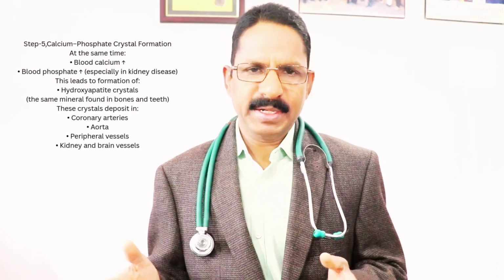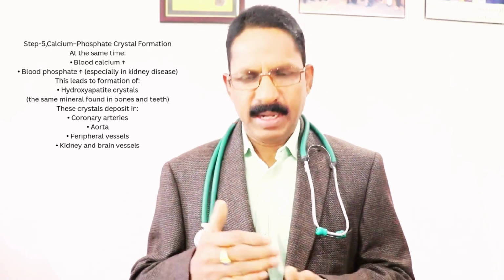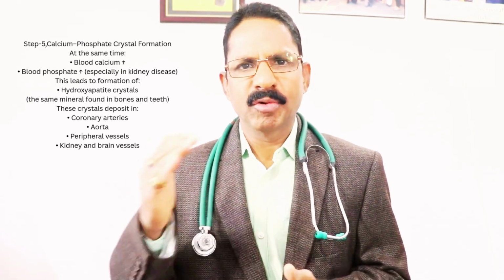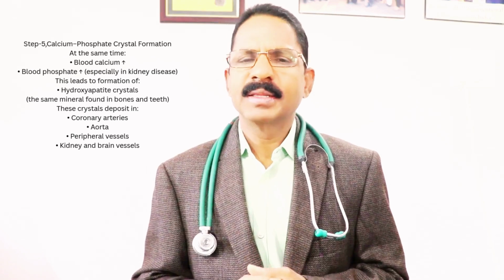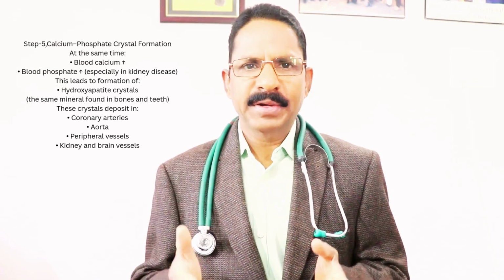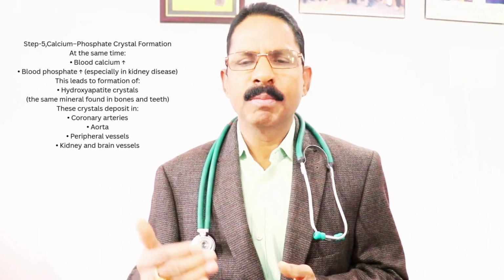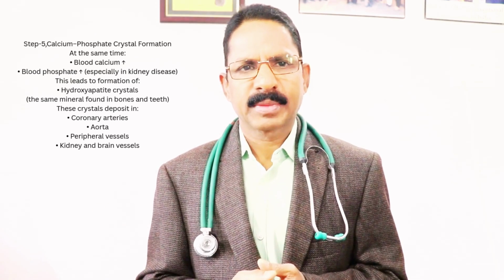Step number 5, calcium phosphate crystal formation. At the same time, blood calcium level will go up. Blood phosphate level also will go up in kidney disease. This leads to formation of hydroxyapatite crystals, the same mineral found in bones and teeth. These crystals deposit in coronary arteries, aorta, heart valves, peripheral vessels, kidney, and brain vessels.